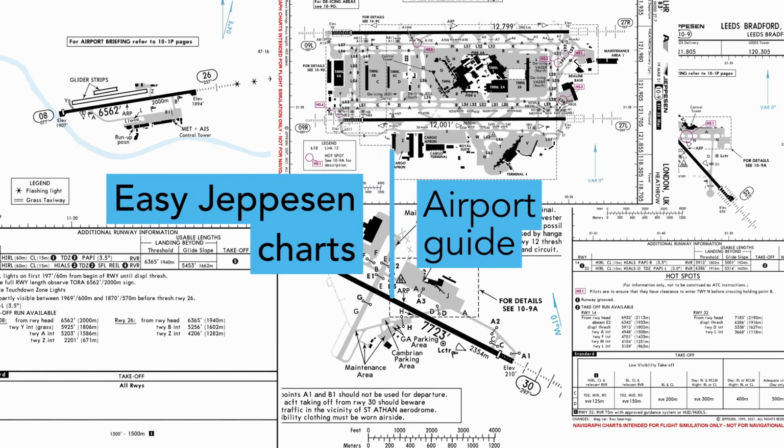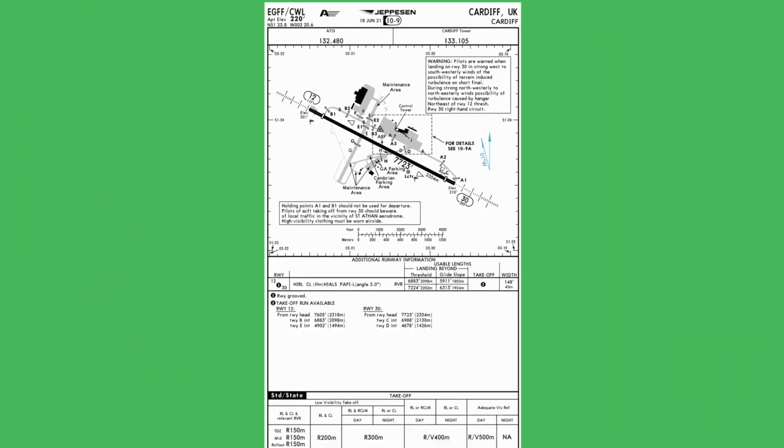In this series, I'll explain everything you need to know to get started with Jeppesen charts in a flight simulator. While Jeppesen charts can be looked at in minute detail, I want to focus on the key elements that are relevant for the casual flight simulator user. For this first video, I'll focus on airport charts. Let's start by taking a look at the airport chart for Cardiff in the UK.